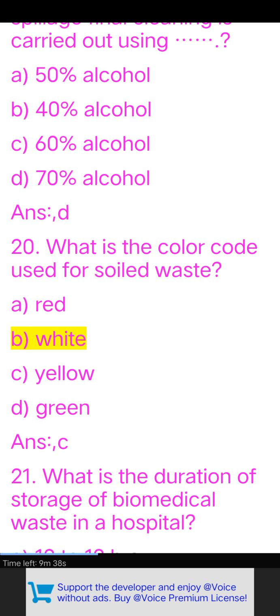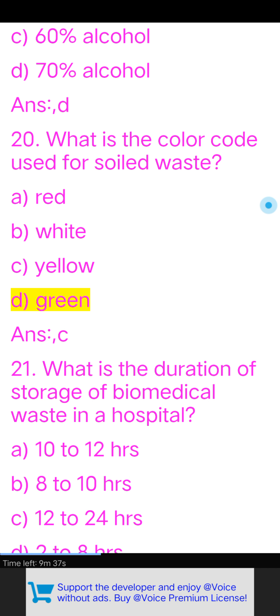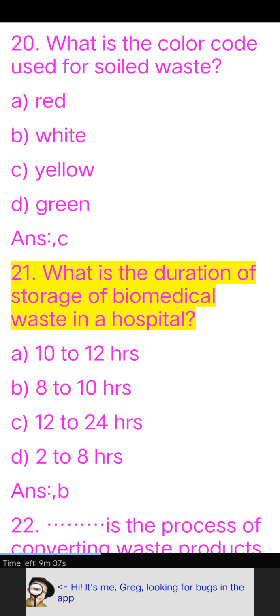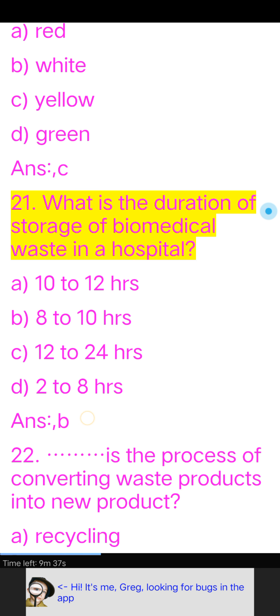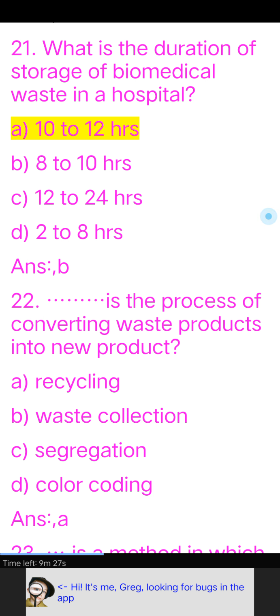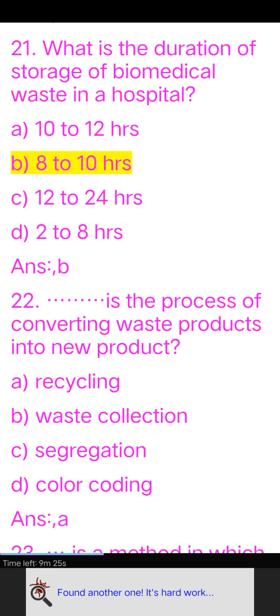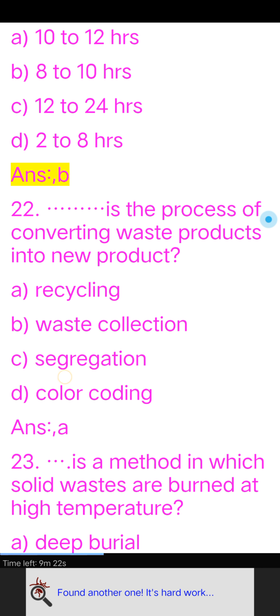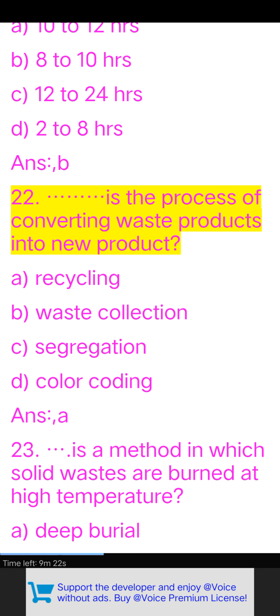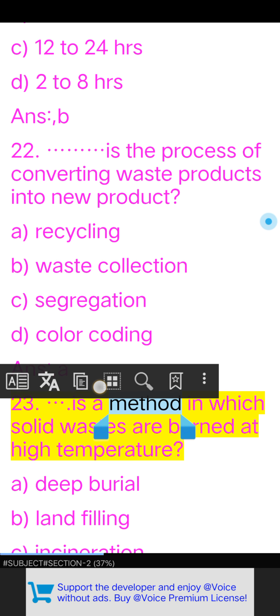20. What is the color code used for soiled waste? A. Red. B. White. C. Yellow. D. Green. Answer. C. 21. What is the duration of storage of biomedical waste in a hospital? A. 10 to 12 hours. B. 8 to 10 hours. C. 12 to 24 hours. D. 2 to 8 hours. Answer. B.